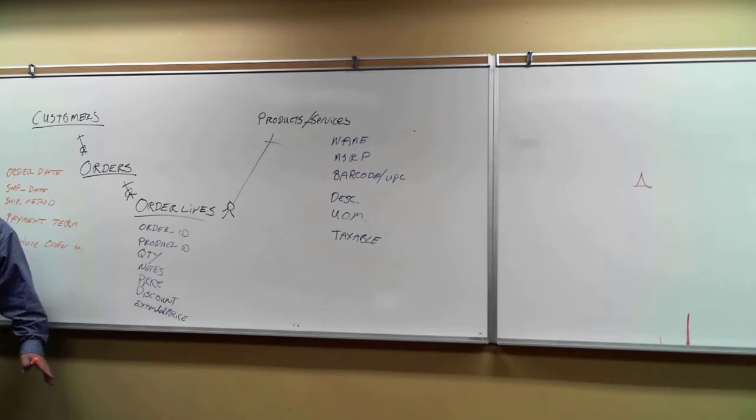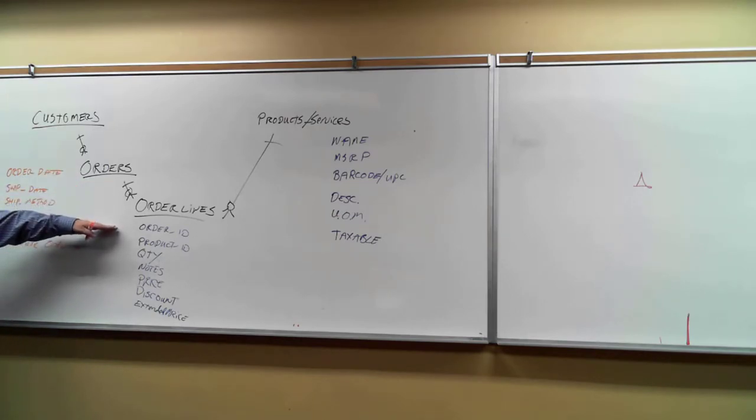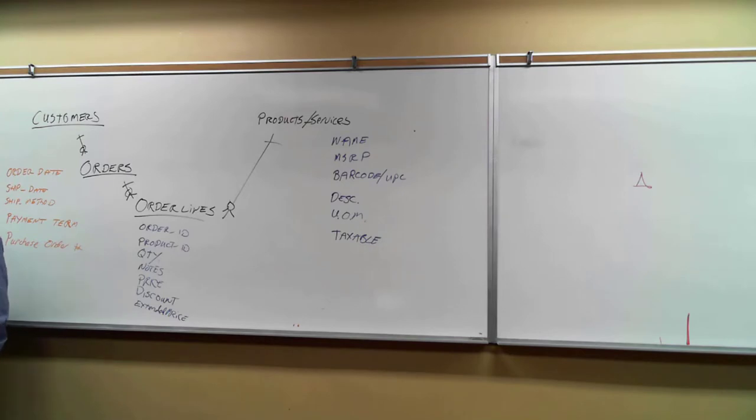All right, so that's the business view. When you talk about orders and order lines, you can substitute the words invoice and invoice lines, or receipt and receipt items. These words are interchangeable. There's a bunch of different words that mean the same. They don't mean the same thing, but they can be used interchangeably, depending on what your use case is.